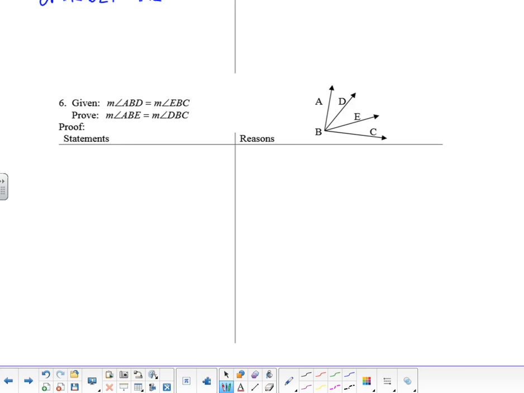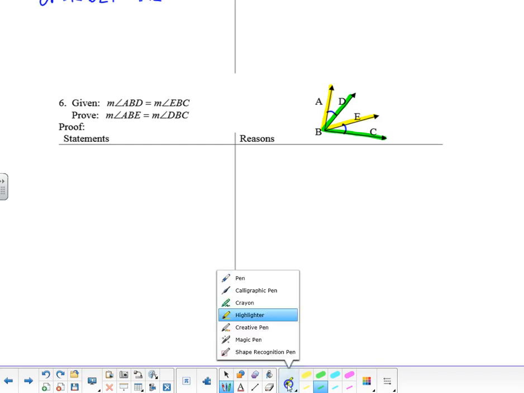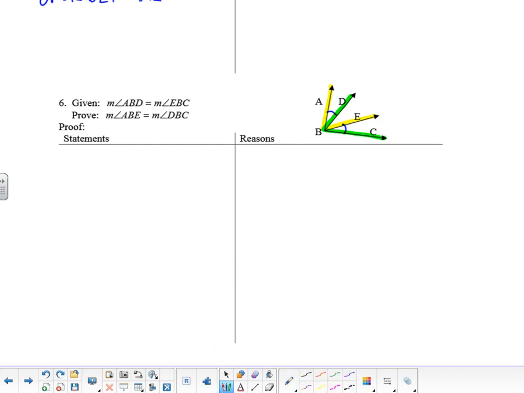So now we've got the measure of angle ABD, that's this angle here, equals the measure of angle EBC, that's this angle, and we're trying to prove the measure of angle ABE. Let me mark it a little bit of a different way just to help make you see it. We're trying to get this angle, ABE, equal to angle DBC. And just like we used the reflexive property, we're going to use the reflexive property here to get our second angle to add to that.